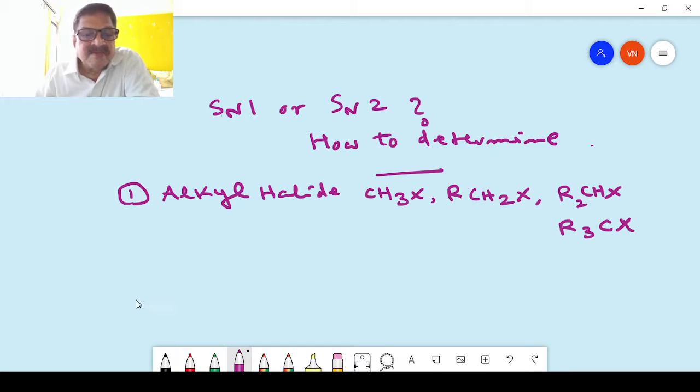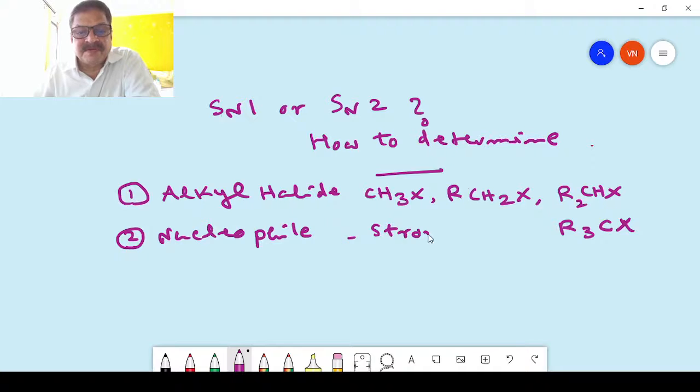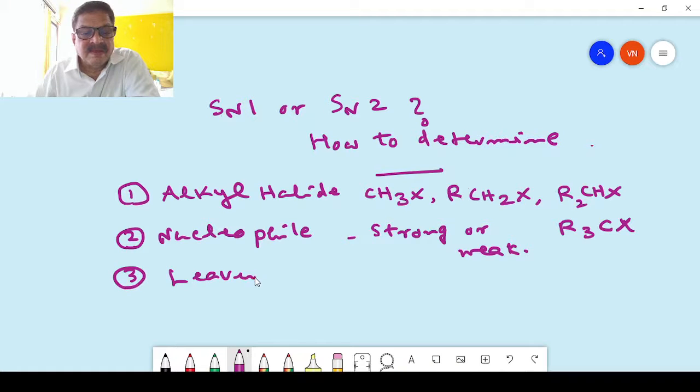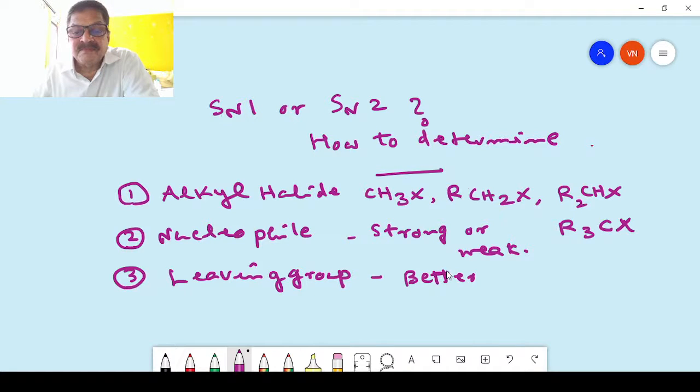The second one is the nucleophile, whether it is a strong nucleophile or a weak nucleophile. This is a question. Now the third one is the leaving group. We have seen good leaving groups, bad leaving groups and all these things. That is, a better leaving group or a poor leaving group. Different classifications are there like this.